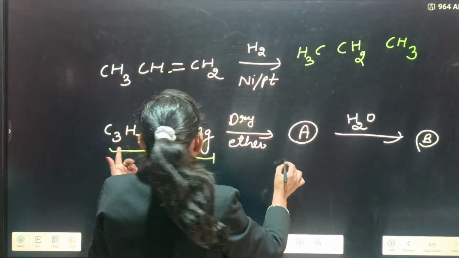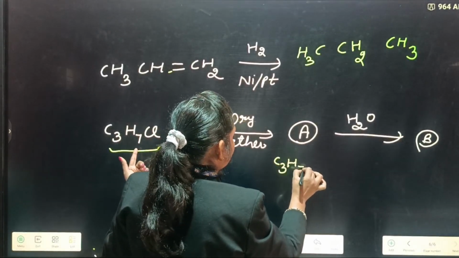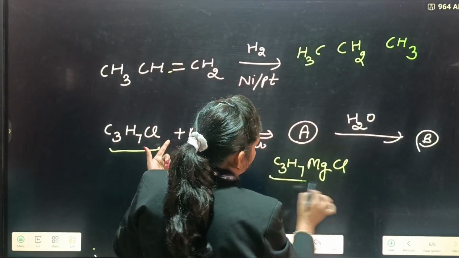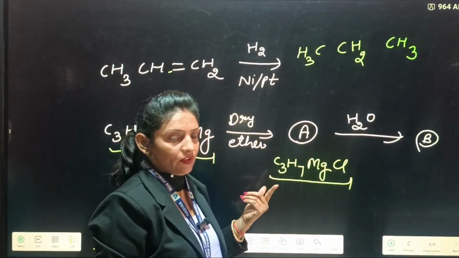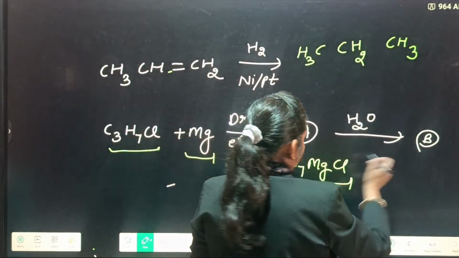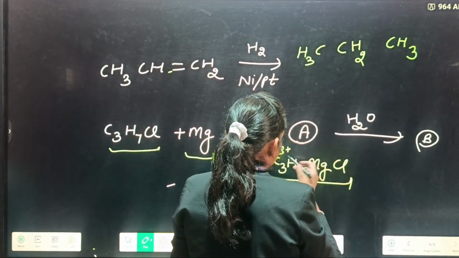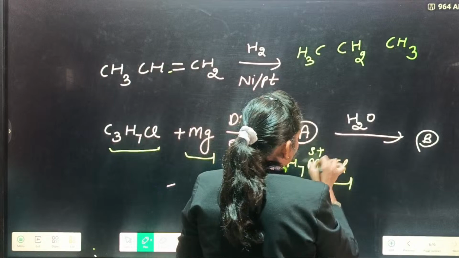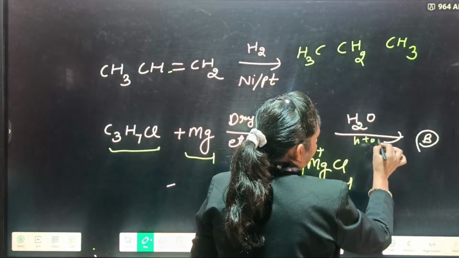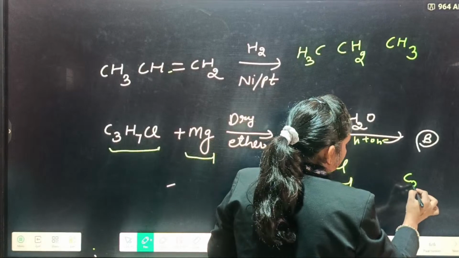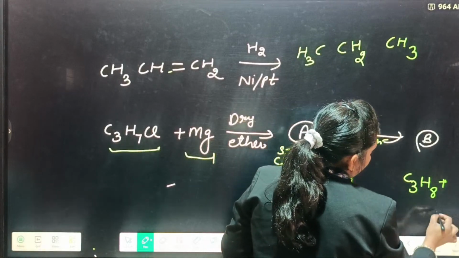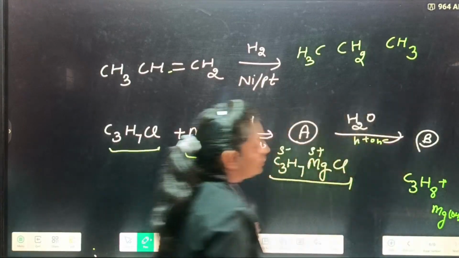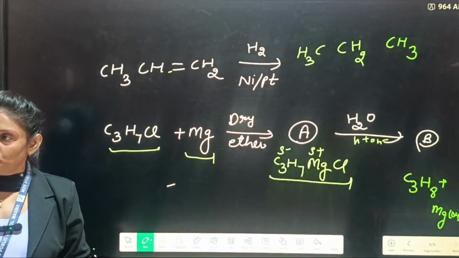Here you know very well, you are having dry ether, means alkyl halide, then magnesium. So RMgX, R is C3H7, and MgX is MgCl here. First you will get Grignard reagent. Then water you are having. Then you will break this one into positive and negative, and water also you will break. Then you will attach positive with negative and negative with positive. Then you can write the product.